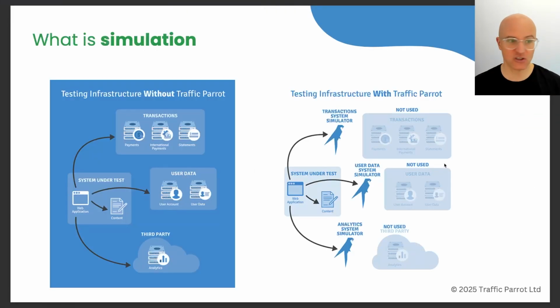So what is simulation? On the left-hand side, we see a traditional testing infrastructure without Traffic Parrot, or service simulation, where we've got our system under test, for example, a finance application that's connecting to a number of backend and third-party systems like the transaction system, user data systems, and the third-party system. And on the right-hand side, what we see is the testing infrastructure with Traffic Parrot. So we'll get our system under test that's connecting to transaction system simulators, user data system simulators, and analytics system simulators instead of the real services.